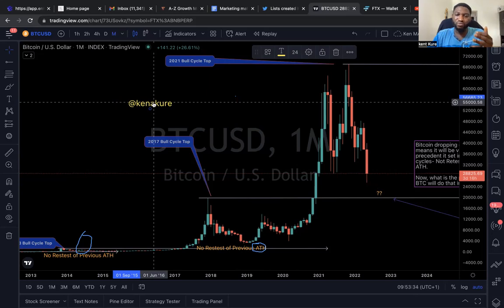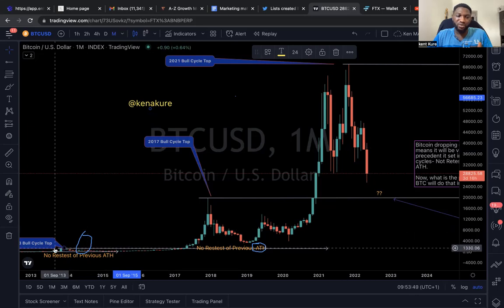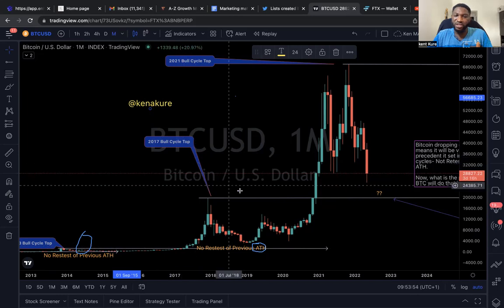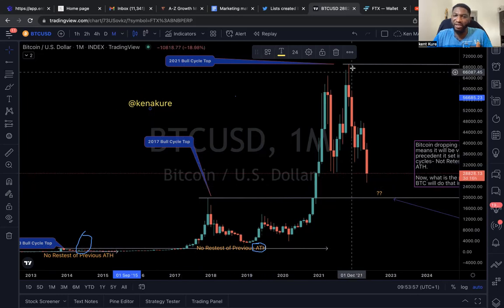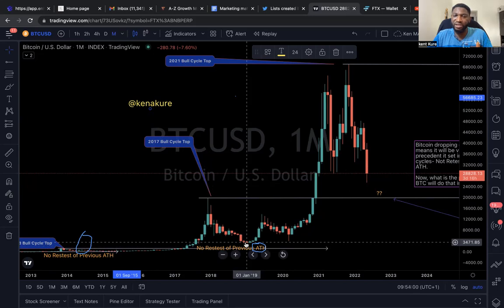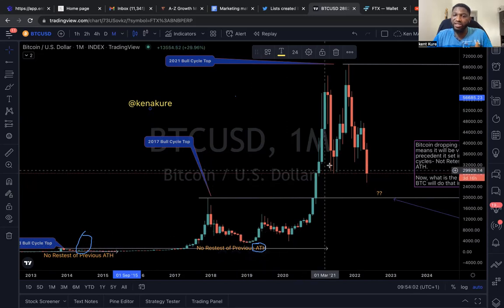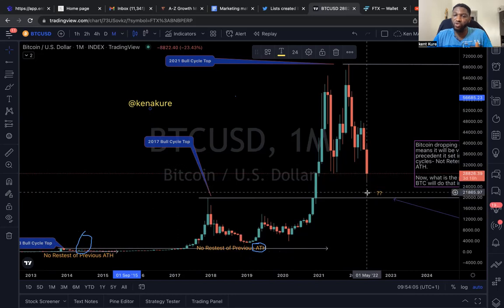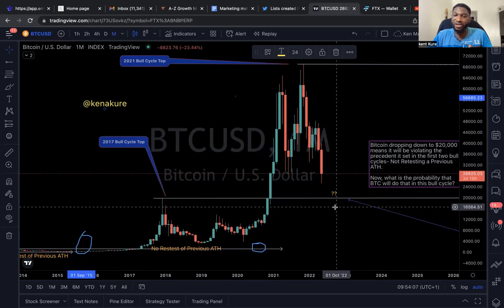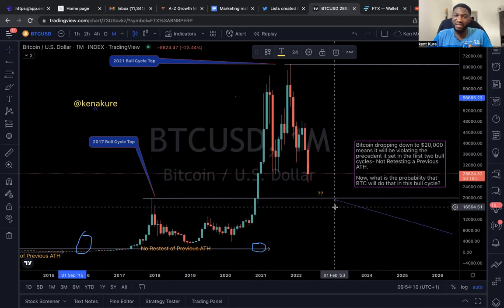historical price movement. Now, history, like they say, sometimes repeats itself, but if history will repeat itself, then I would rather go with the probability that, okay, it didn't happen in 2011, it didn't happen in 2013. Now, in 2017, is it going to happen again? It didn't happen in 2017. Is it going to happen now that we're in 2022? Is Bitcoin going to break this precedent that it has set?